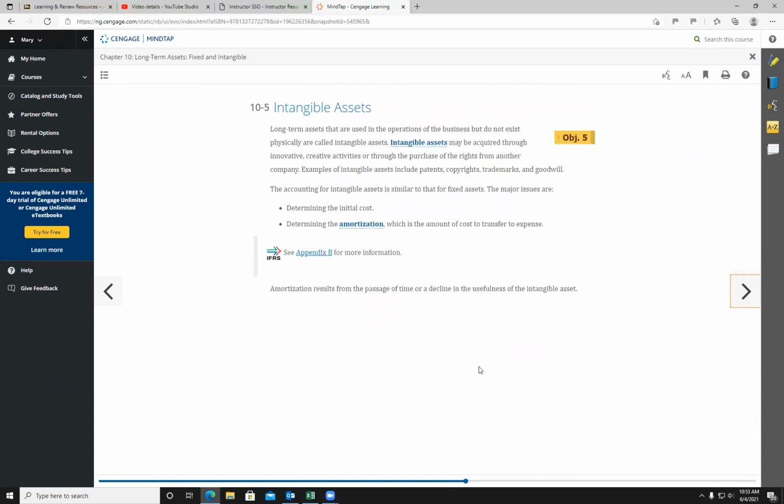All right, well, that is it for natural resources. Now we're going to move on to intangible assets. Most of what we talked about at this point is a tangible asset. A tangible asset is something you can see, touch, feel.